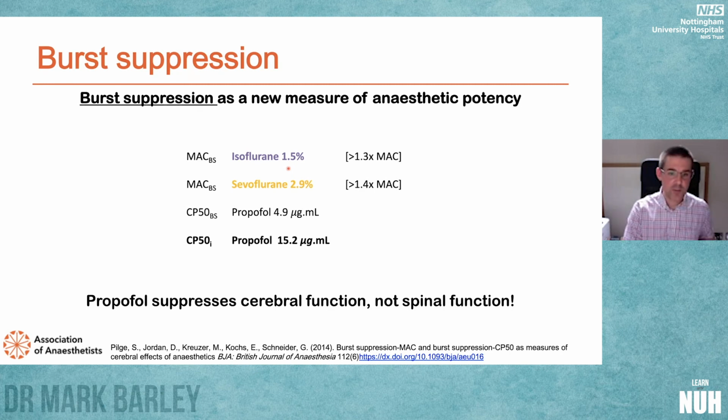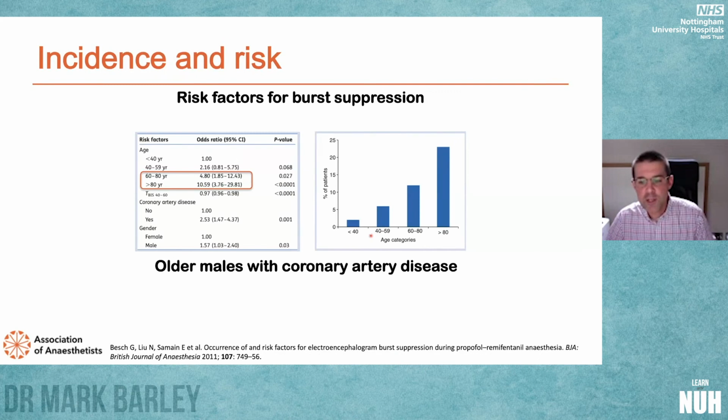So who's at risk of burst suppression? Well, with increasing age, the incidence of burst suppression becomes more likely. It is found in males more than females, may well be because it's also associated with coronary artery disease, which has a male preponderance, of course. So older males with coronary artery disease.